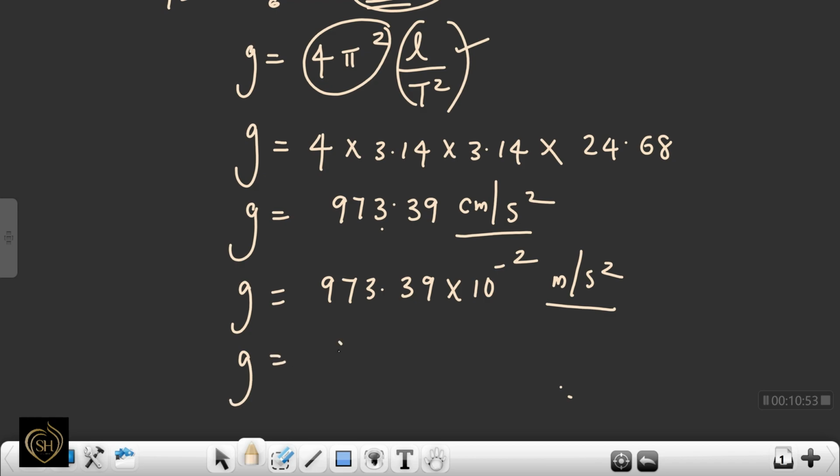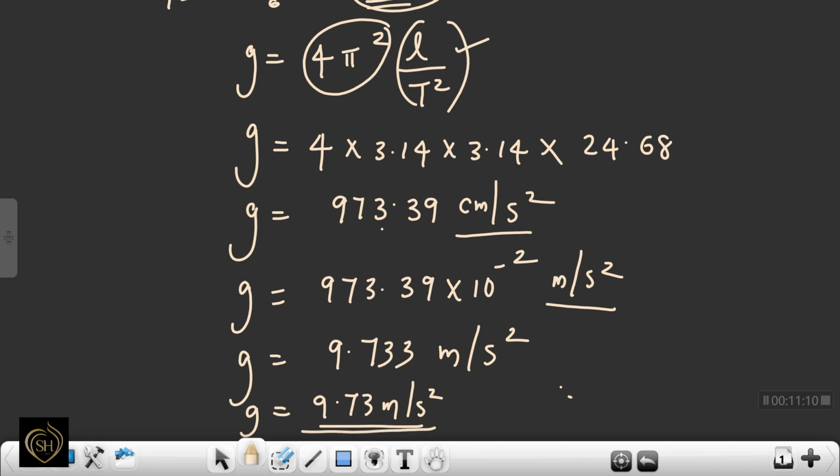That is G is equal to 9.733 meter per second square. Therefore, we can write the value of G as 9.73 meter per second square. This is the value of acceleration due to gravity at the place. Okay, this is acceleration due to gravity at the place by calculation.